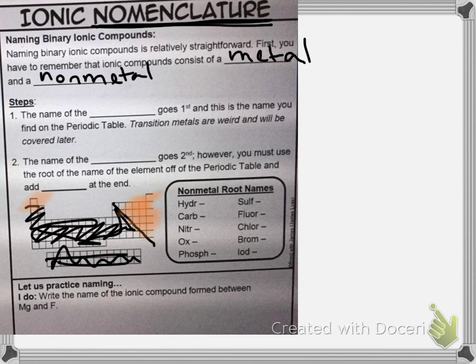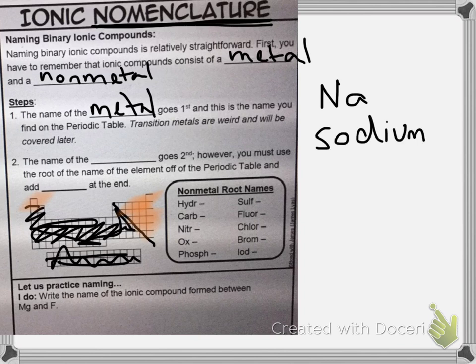So the name of the metal goes first, and this is the name you will find on the periodic table. So for example, if you find sodium, which is Na, on the periodic table, you will see that it says sodium, and that's how you name it. Even if it's an ion, even if it's an ionic compound, you would call Na sodium.